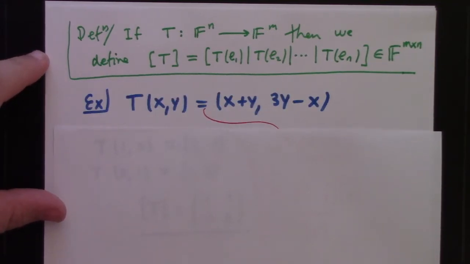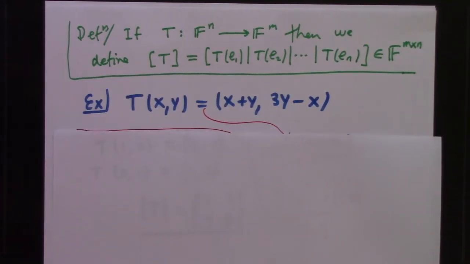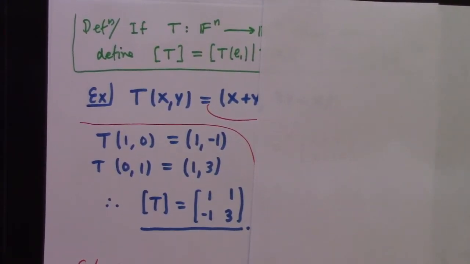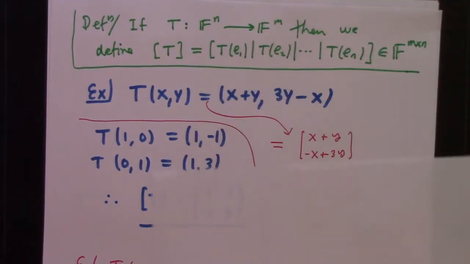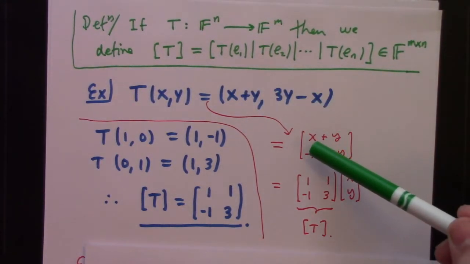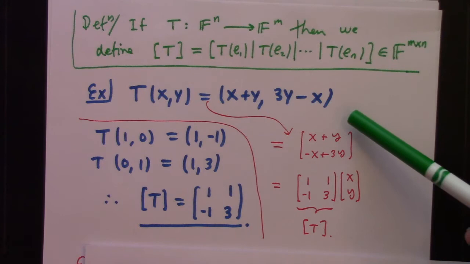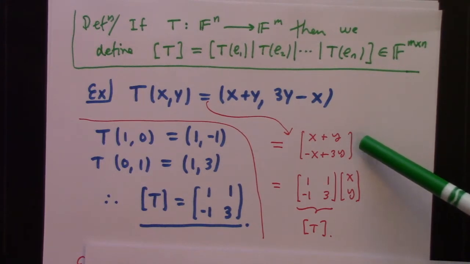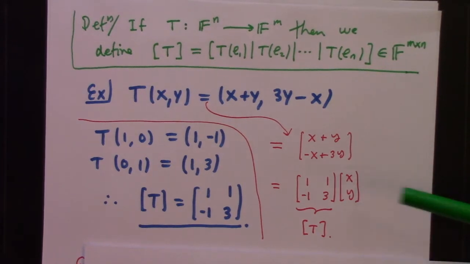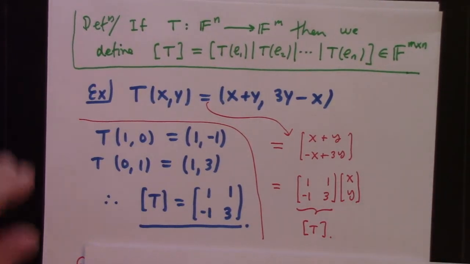So here's an example. T of (x, y) equals (x plus y, 3y minus x). On the one hand, I could just feed it E1, feed it E2: (1, minus 1), (1, 3), bam, standard matrix. But honestly, folks, I don't really think about it that way. What I usually do is just write out the formula like this. So this is really (x plus y, minus x plus 3y) written in column notation. And then I go, so that's this, right? Because I know how to multiply matrices times columns. And so, bam, standard matrix.